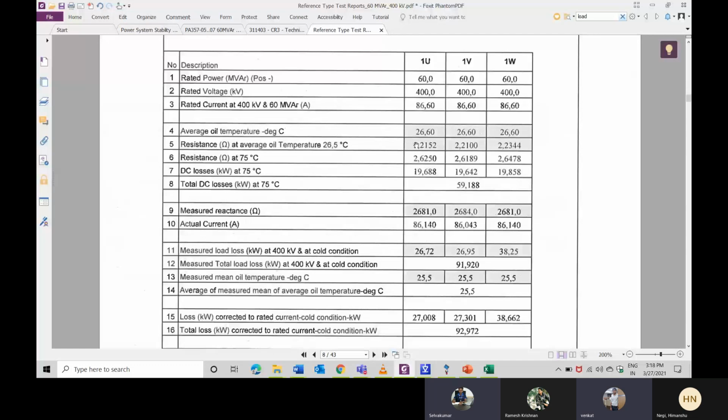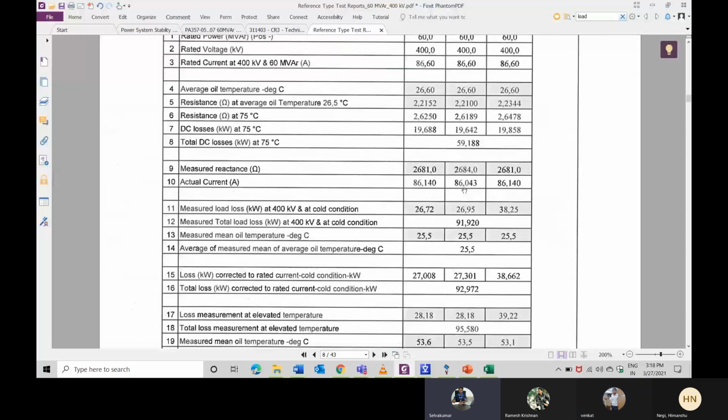Here, can you see this? They have given us 2.215. That is the value they have given. Correct. The total losses is 60 kilowatt. Where they have given the maximum value as something, but the actual value is 59.118. So from there you can easily find out the resistance.